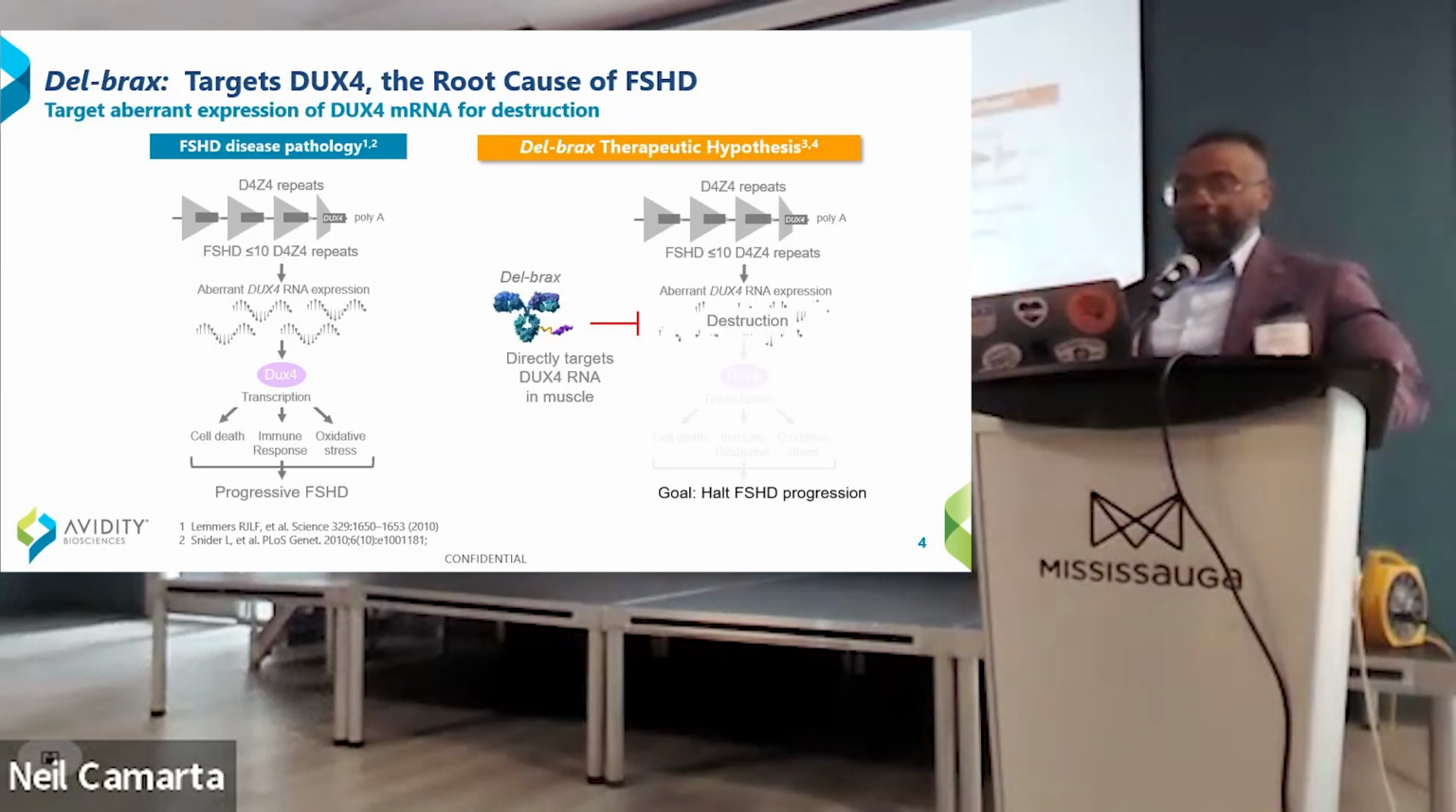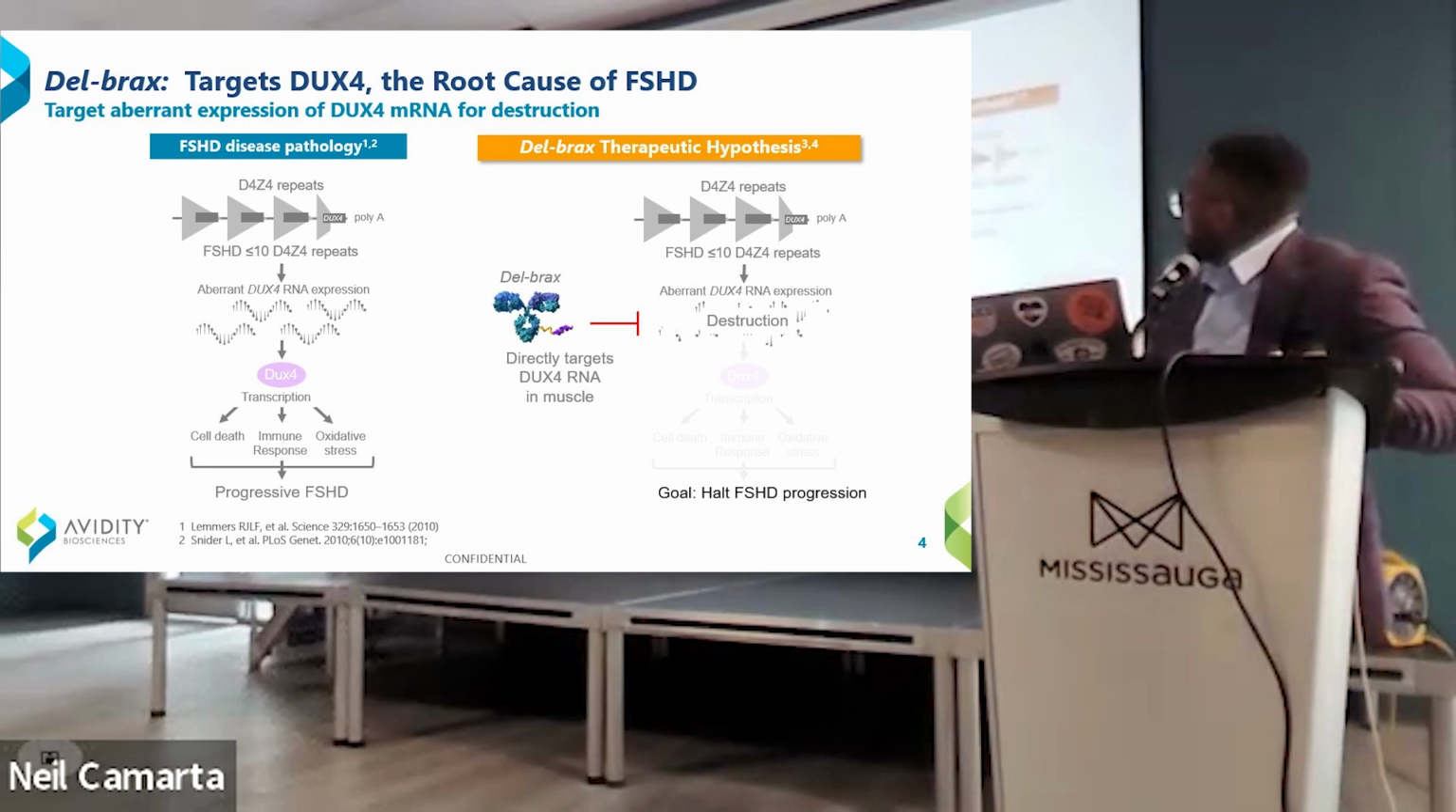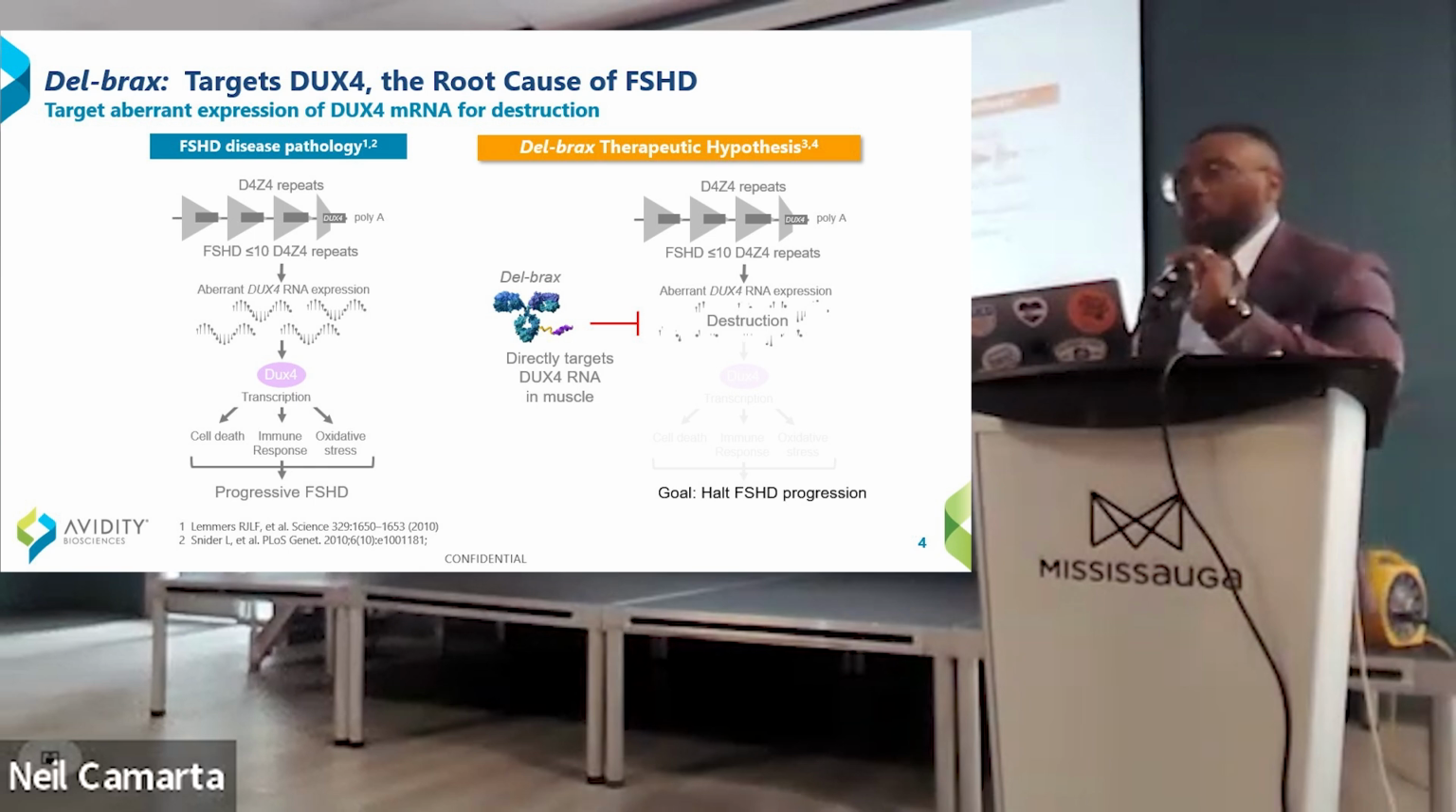So, I really want to thank Dr. Lochmuller again for going through the pathophysiology of the disease. But what we are targeting right now, we are looking at DUX4. Okay, great. So this is what DUX4 will do in a disease condition, right? We can see that based on the number of repeats, DUX4 will then result in the transcription of factors that will lead to cell death, immune response, as well as oxidative stress. That is all what will lead to your progression of FSHD.